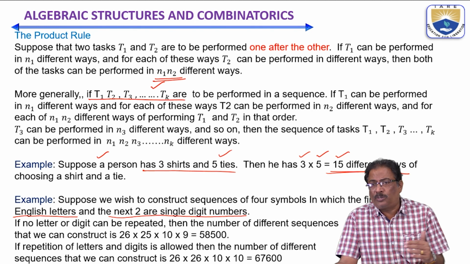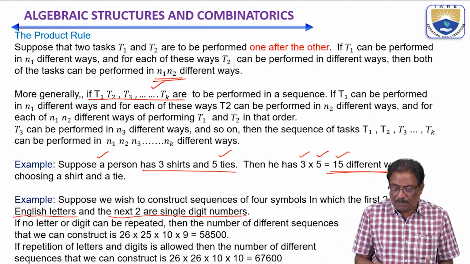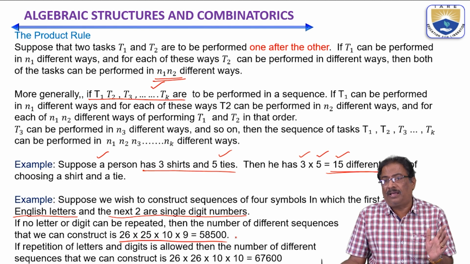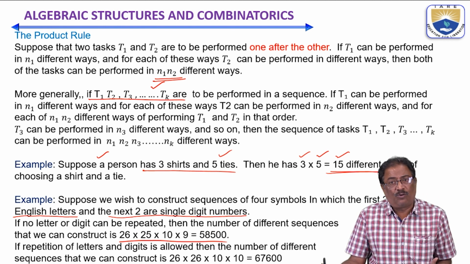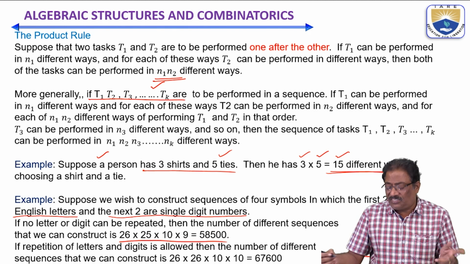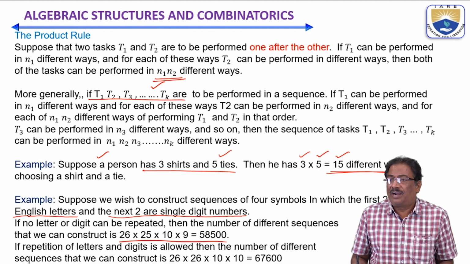So if I am going to take in this order, whatever English letter we use, that letter will not be used in the next space. And whatever digit we use in the third space should not be used in the fourth one. Suppose that condition is not required.